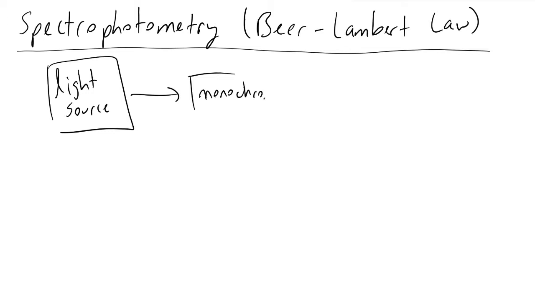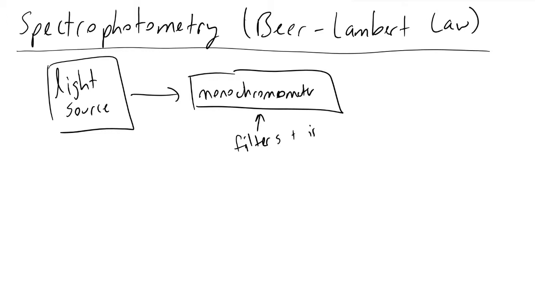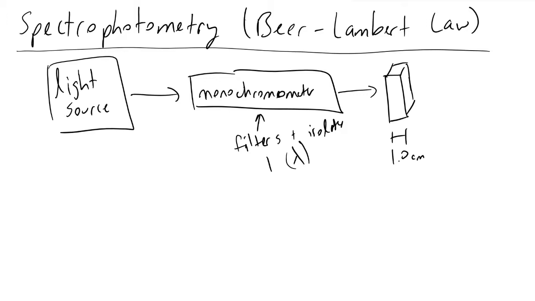This is a bit of a tricky word. Monochromometer. All this does is essentially filter and isolate one wavelength of light, one lambda, and then shine that through a cuvette, which are typically transparent little plastic things, and they have a path length very commonly of 1 centimeter.